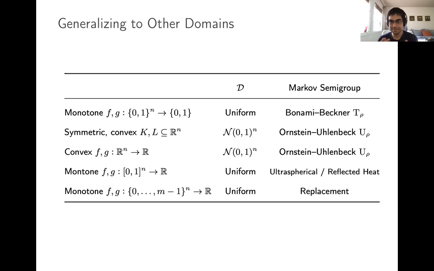And one thing which I want to emphasize is that there doesn't seem to be a canonical choice of Markov semigroup to put on some of these domains. For example, over the solid cube, [0,1]^n, you could either put the ultraspherical Markov semigroup, which diagonalizes the Legendre polynomials, or you could put the reflected heat semigroup, which diagonalizes the cosine basis. And for each choice of this Markov semigroup, you get a seemingly different quantitative correlation inequality.